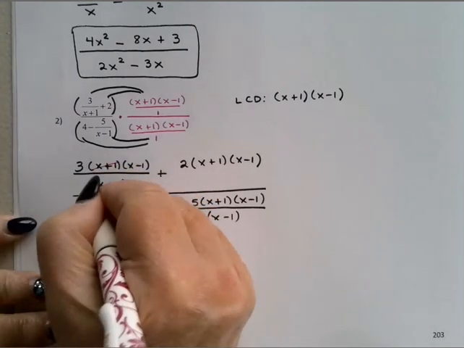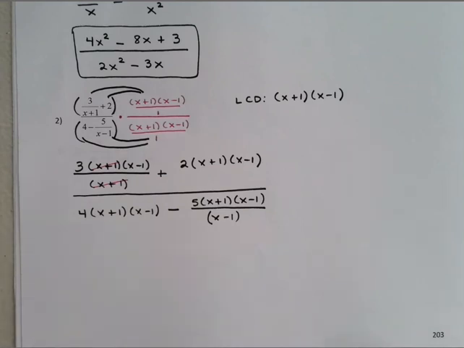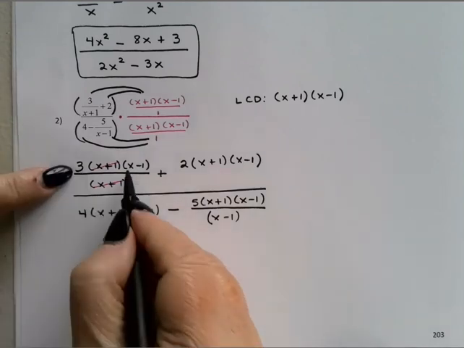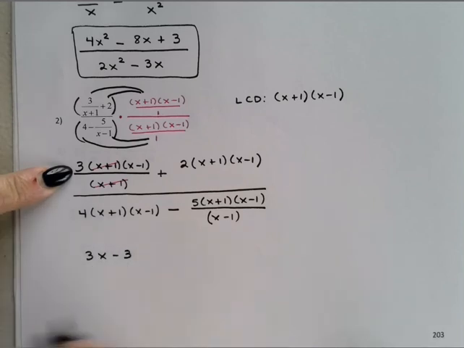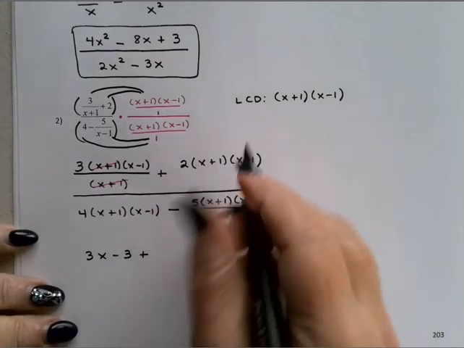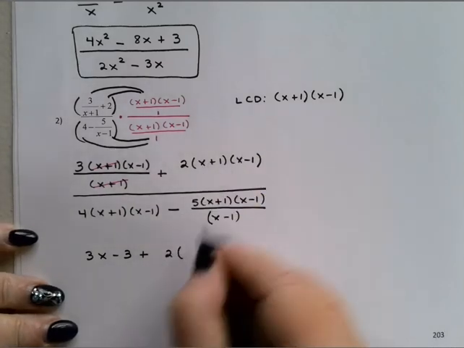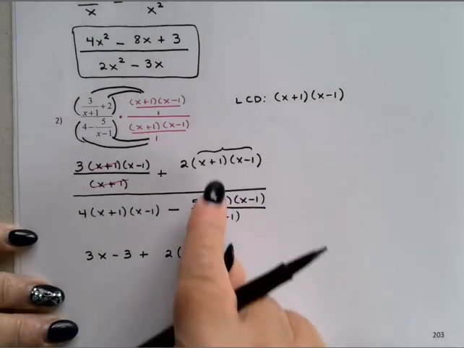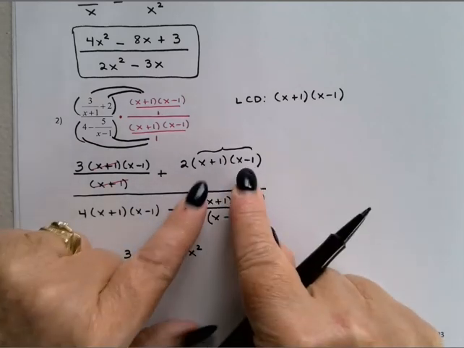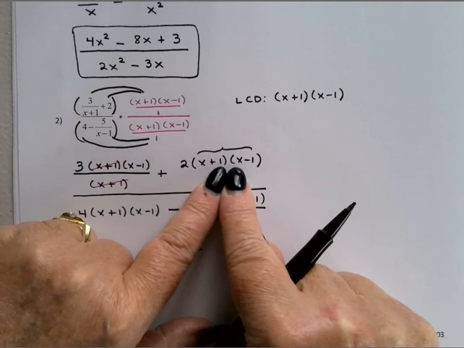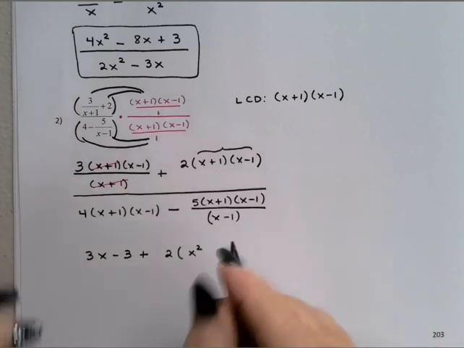I can divide out those x plus 1s, that's just 1. Distributing the 3 makes that 3x minus 3. Plus, I'm going to keep the 2 out here for now. And if I multiply those together, that's x squared. The minus x and the plus x will add up to 0. And I'll just get a minus 1.